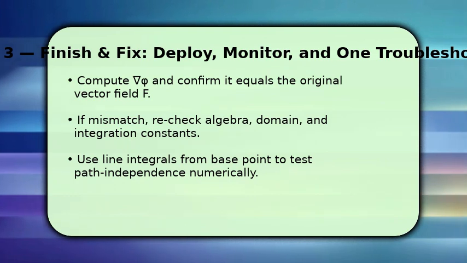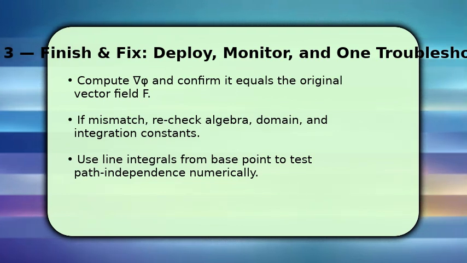If uncertainty persists, pick two paths from the base point to a target point and evaluate the line integrals. If the field is conservative, they match. Once consistent, state φ up to an additive constant and document the base point used.